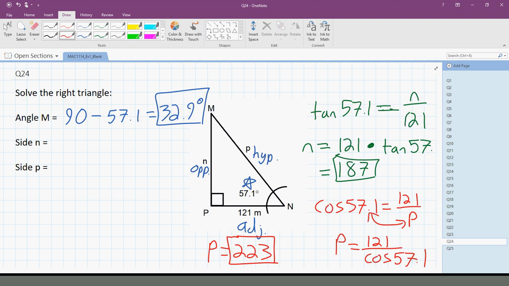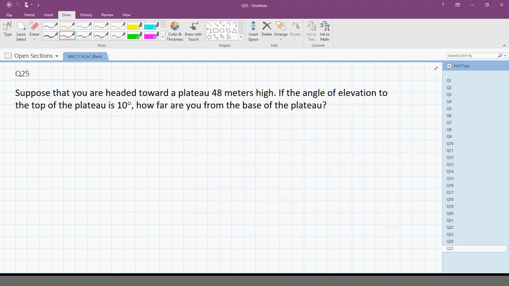Last problem. This is one where I would draw a picture if I were you. And again, I'm not going to see your picture, neither is the computer. No one's going to make fun of you if your picture looks weird. So right here it says you are headed towards a plateau, which is 48 meters high. If the angle of elevation to the top of the plateau is 10 degrees, how far are you from the base of the plateau? So here's my picture for this.